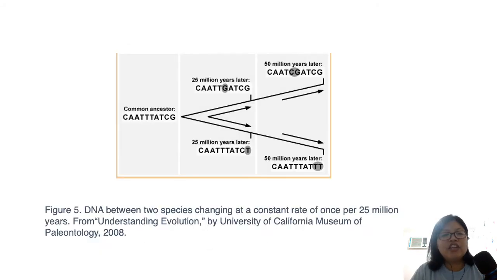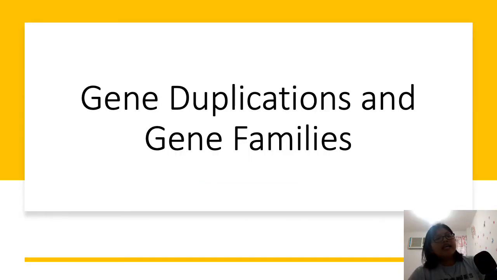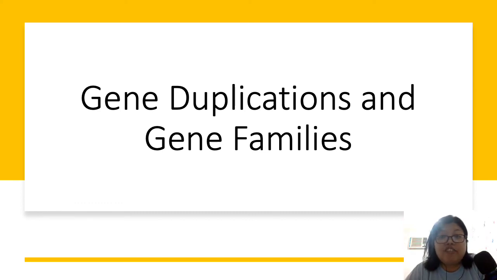Okay. Now in your learning guide, you will also see this figure. It's about some genes constantly changing throughout time. This means you can track back the time of divergence based on the amount of genetic material that changed from the original. This is about the molecular clock, but the molecular clock will be discussed in the next topic. Next is about gene duplication and gene families.